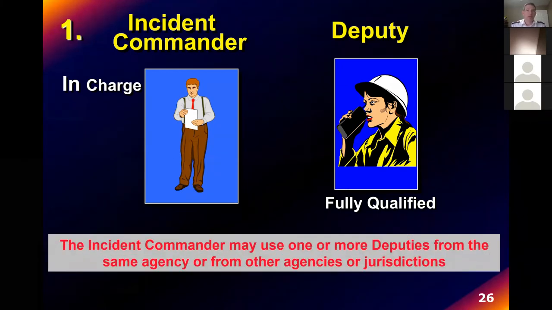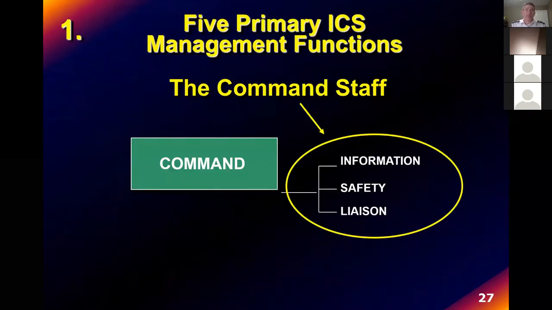And again, we talked about that. The incident commander may use one or more deputies from the same agency or other jurisdictions. All right, so here's where we'll start talking about from the incident commander. They may also have what's called a command staff. And the command staff includes an information officer, a safety officer, and a liaison officer.